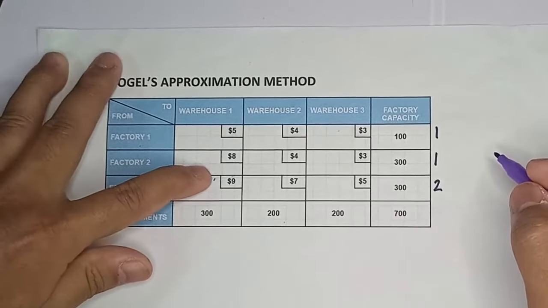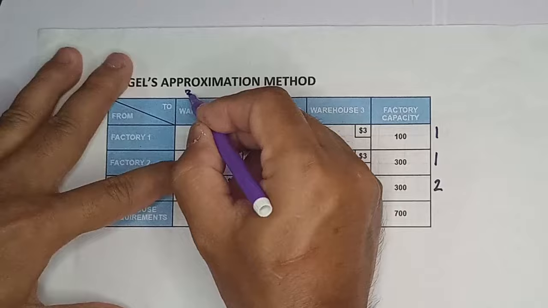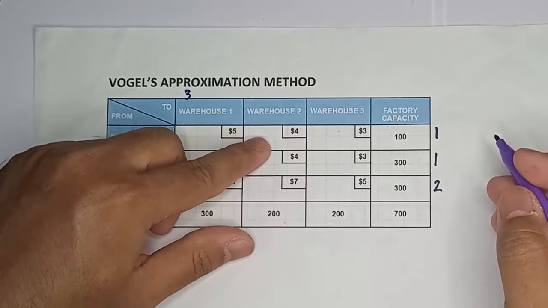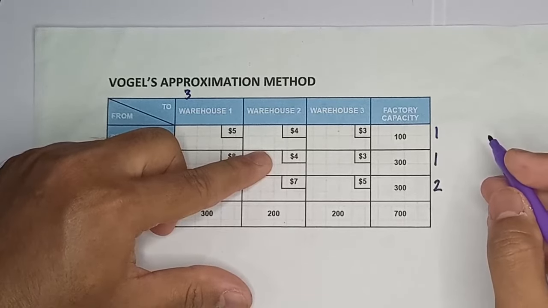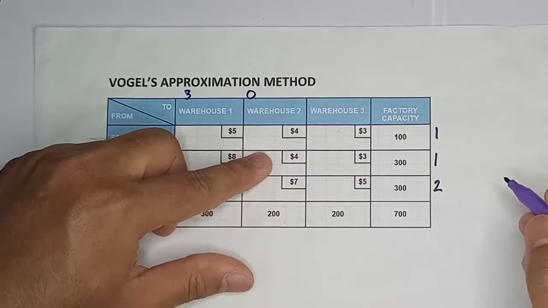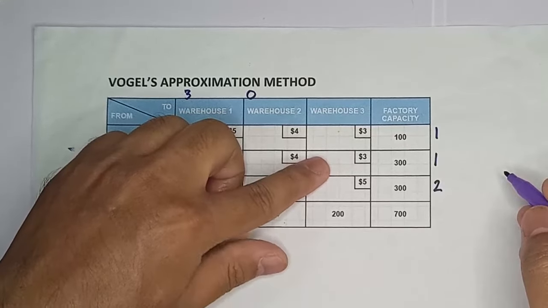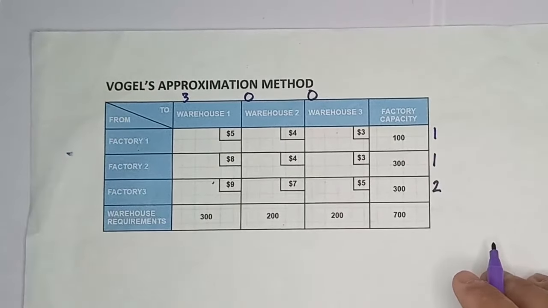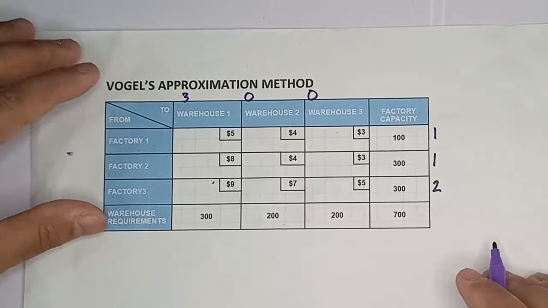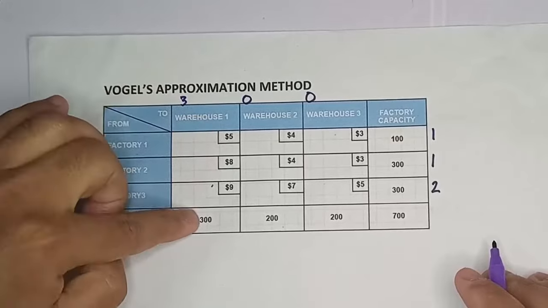On column 1, the lowest is 5 and second lowest is 8. The difference is equal to 3. For warehouse 2, the lowest and the second lowest are equal, so the difference is equal to 0. Same with warehouse 3, the lowest and second lowest are equal to 3 and the difference is equal to 0. The next step is to identify the row or column with the greatest opportunity cost or difference. For this case, the highest is 3, belonging to this column.